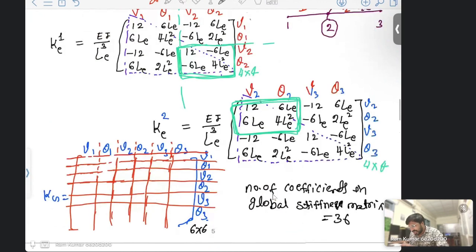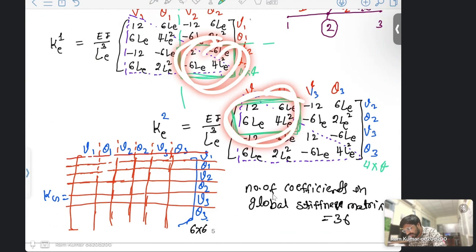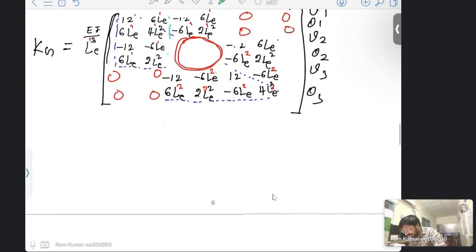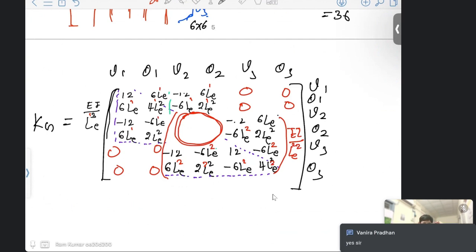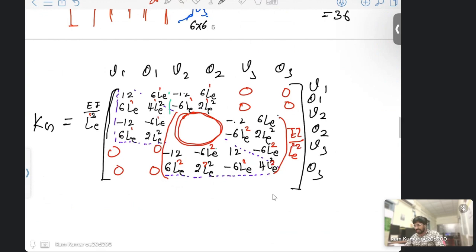What will be here? These two parts will be added, and here also, this whole term will be multiplied by EI by element length 2 square. So are you getting something? Or should I, because this is having a different length now. So like that we have to add. Or should I write in a simple way?